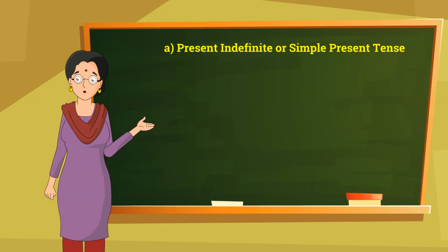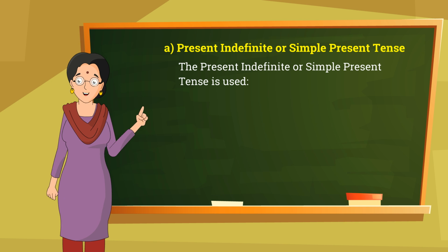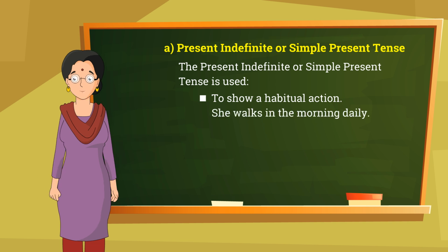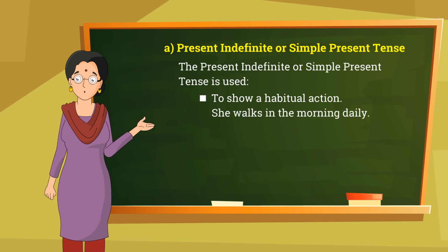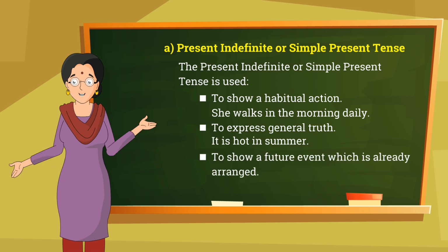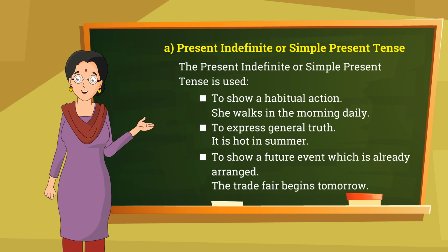Present indefinite or simple present tense. The present indefinite or simple present tense is used to show a habitual action: She walks in the morning daily. To express a general truth: It is hot in summer. To show a future event which is already arranged: The trade fair begins tomorrow.